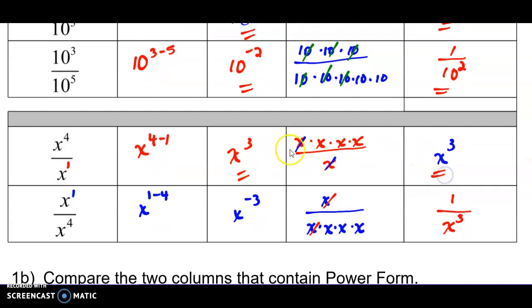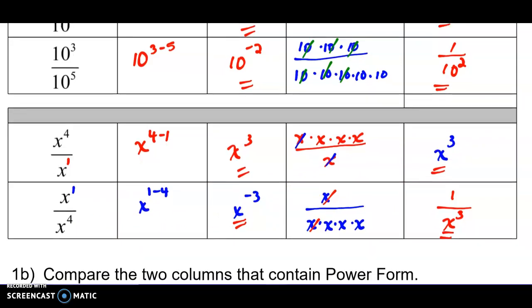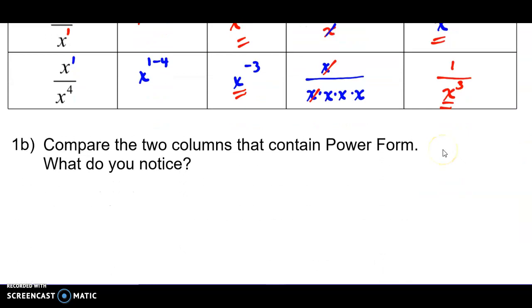With base x, my power forms are exactly the same question, same answer. When I look at my question with x to the power of 1 over x to the power of 4, I have x to the negative 3 and 1 over x cubed. These answers are equivalent. They answer the same question. So when we look at part B here, what do we notice? Well, what we notice in those two columns is this negative exponent, and that's new to us.